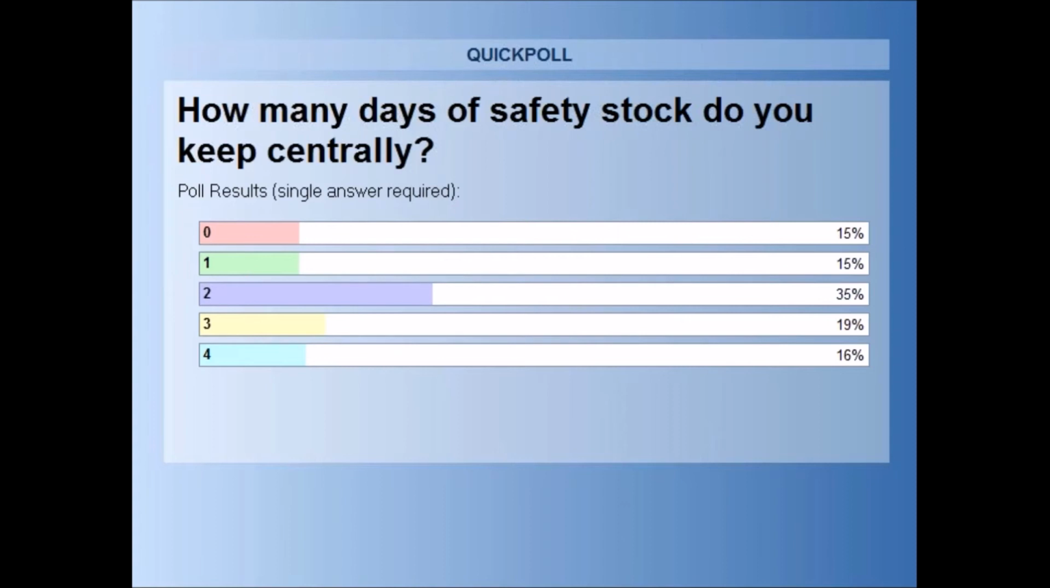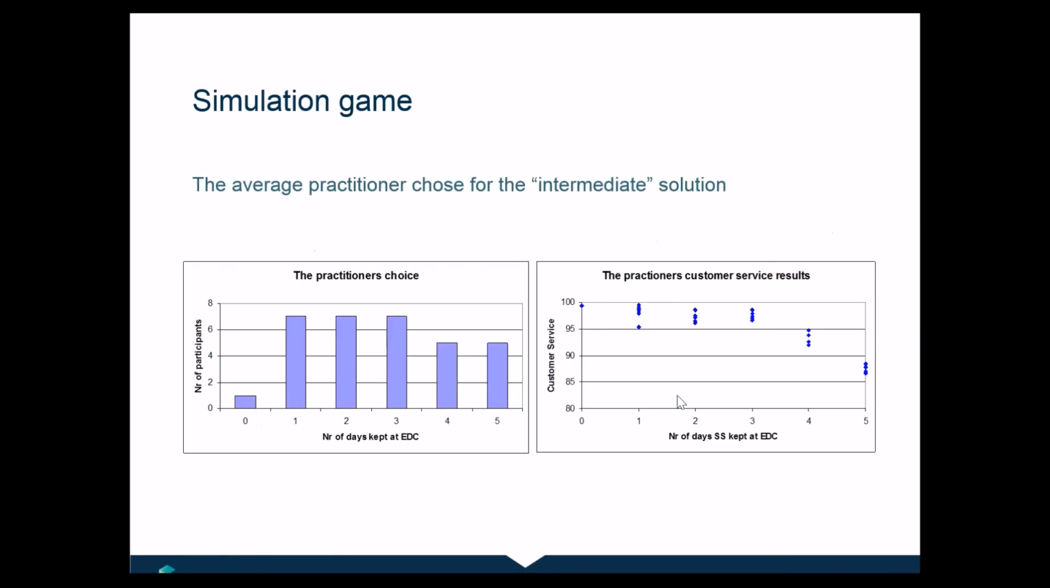I will switch back to the presentation, if we may, Cedric. Let me show some of the results that I've seen in earlier games. So the results here were a bit different. There was clearly more people voting for the 2 option. These are some earlier results.